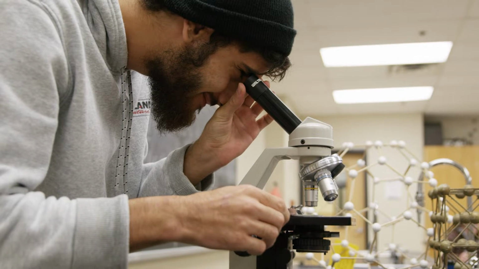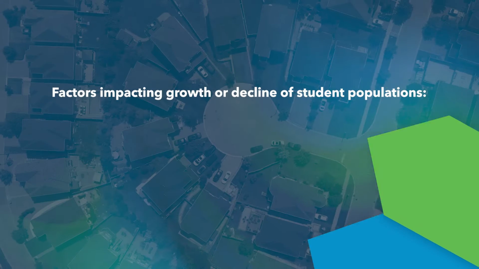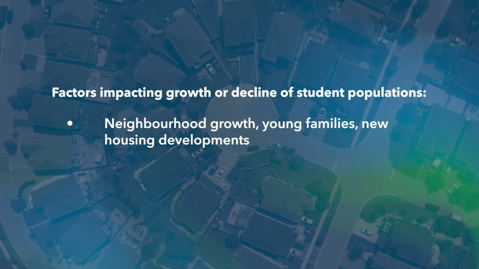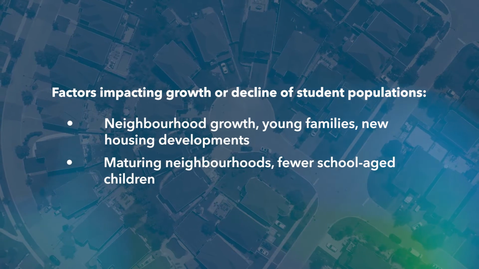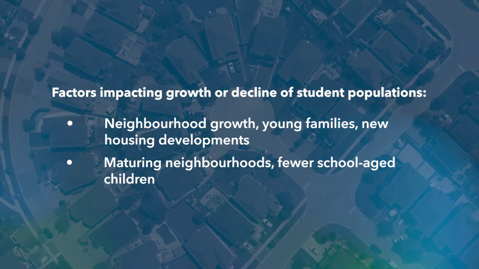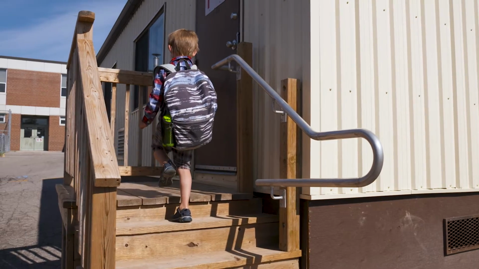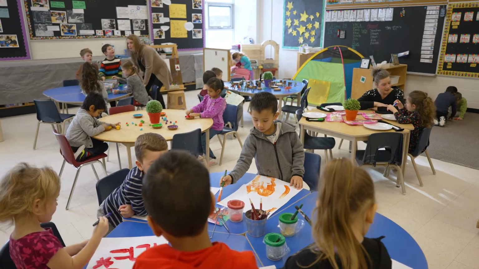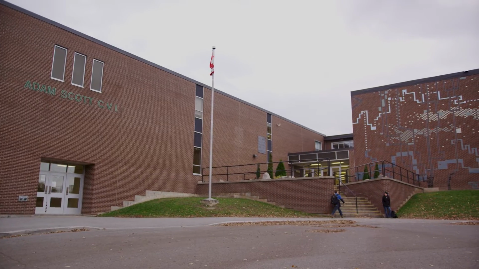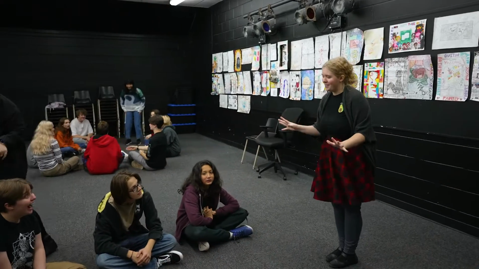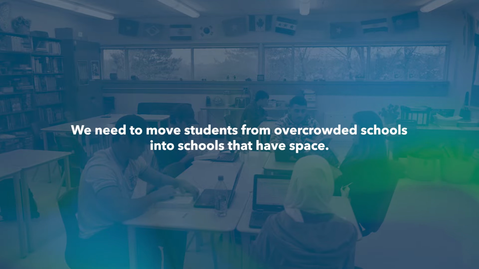Several factors can impact growth or decline of student populations. Some neighborhoods are growing with young families or new housing developments, while other areas are maturing and have fewer school-age children. Additional students can sometimes be managed with portable classrooms, but not all schools have the space or necessary infrastructure for portables.